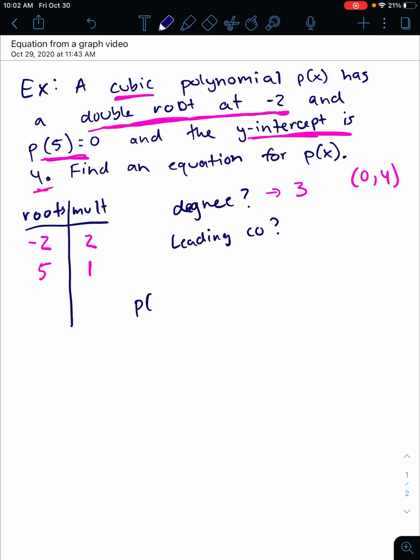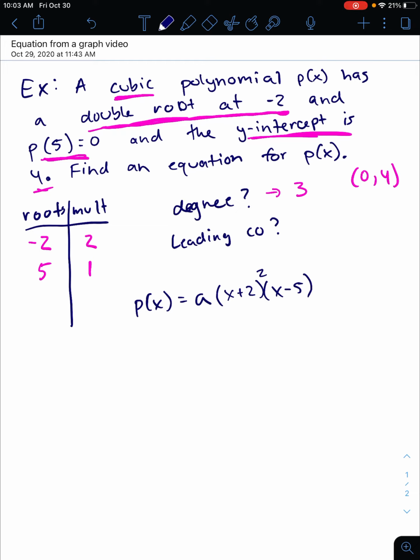So we're going to have p of x is (x + 2), (x - 5). I'm writing out my roots, then I'm going to add my exponents depending on the multiplicity. Because -2 has a multiplicity of 2, I'm adding an exponent of 2 there. Because 5 has a multiplicity of 1, I'm not adding an exponent there. And then I'm going to leave this a as a placeholder for what my leading coefficient is.